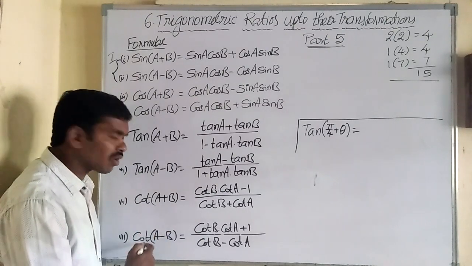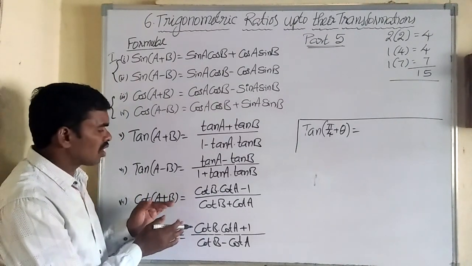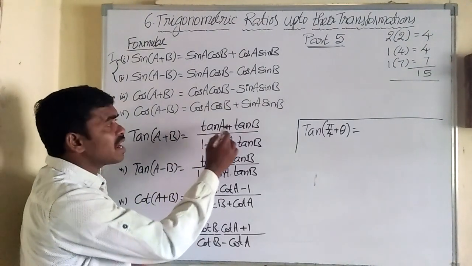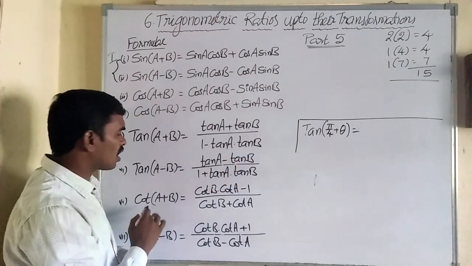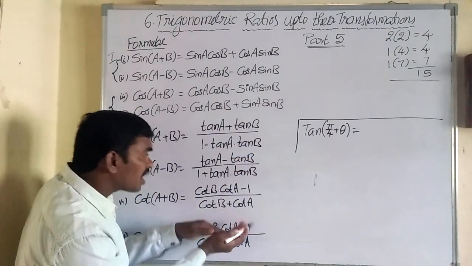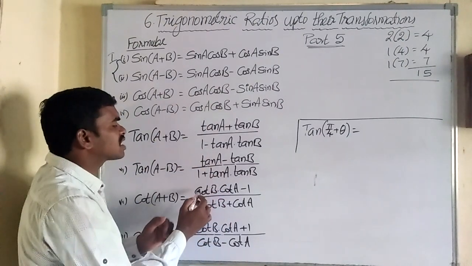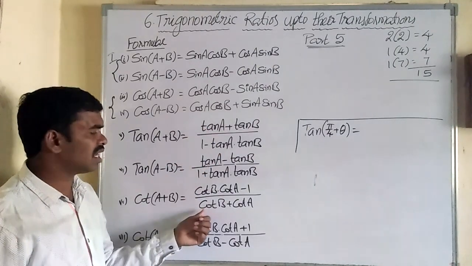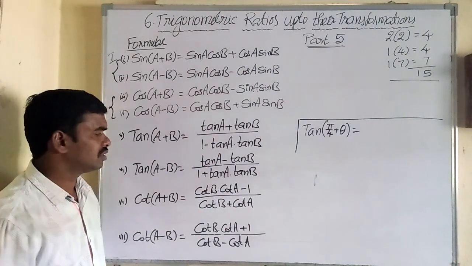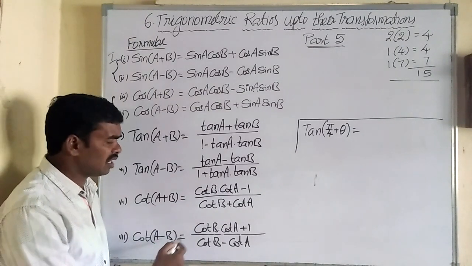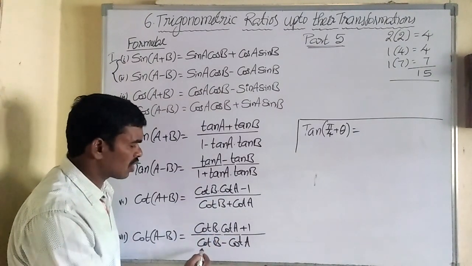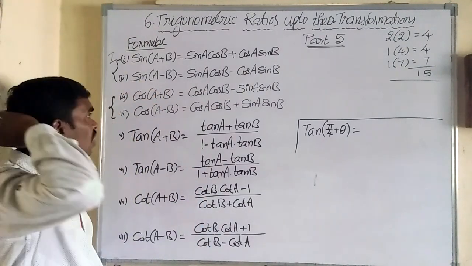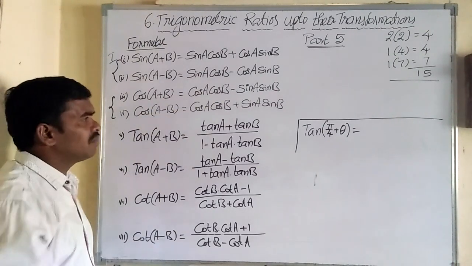Next, cot of a plus b and cot of a minus b. These two formulas are quite opposite to the tan formulas. See, tan of a plus b is tan a plus tan b by 1 minus tan a tan b. But cot of a plus b is cot b into cot a minus 1, divided by cot b plus cot a. Here we start with tan a, but here we end with cot a. Next, the cot of a minus b formula is cot b into cot a plus 1 by cot b minus cot a. However, we should learn the formulas. These are very important formulas.